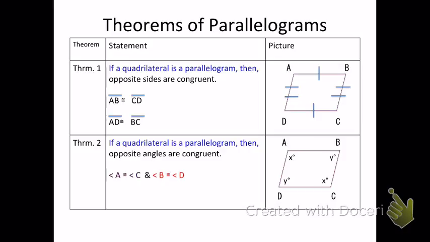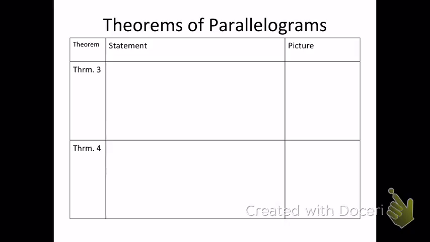Any questions on those? Okay, why don't you pause your computer right now and copy down this chart, making sure that you write down everything as you see it, with the appropriate markings and the appropriate letters and congruent statements on the left side. I'll give you time right now. Okay, now that you have Theorem 1 and Theorem 2 copied, let's go to Theorem 3 and Theorem 4.